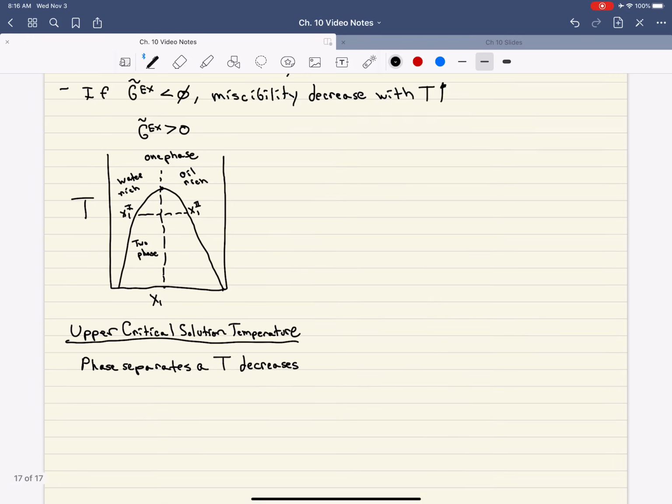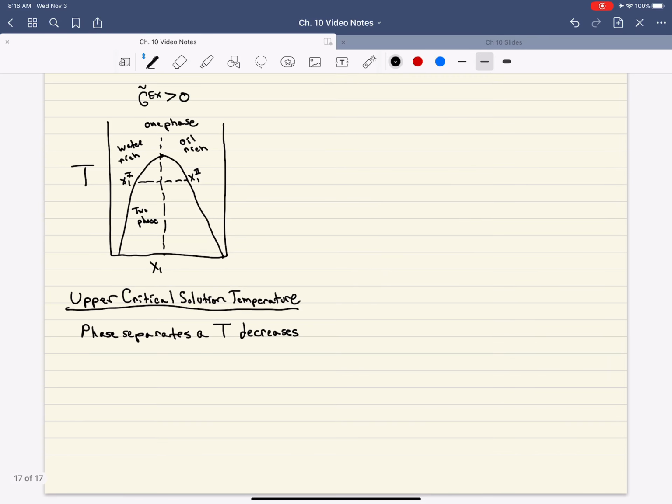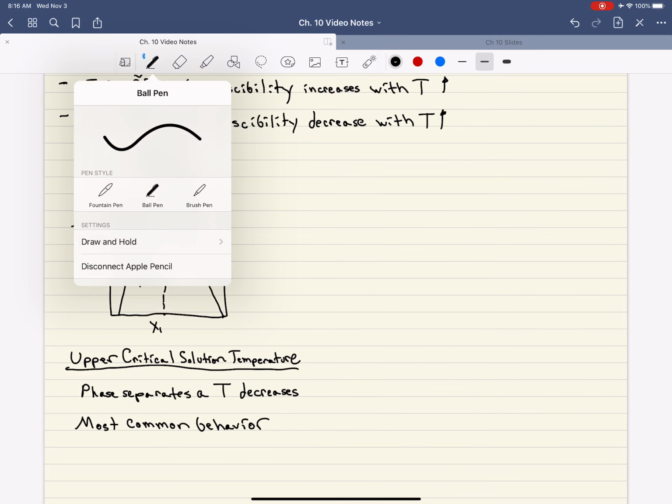Another way to say this is that as you heat the mixture, both of the species in the mixture become more soluble in one another, until you go above some temperature where all the species are going to be completely soluble at any composition. That kind of makes intuitive sense. As you heat things, they mix better. And I would say that the upper critical solution temperature is the most common behavior seen for liquid mixtures. But of course, there are always exceptions.